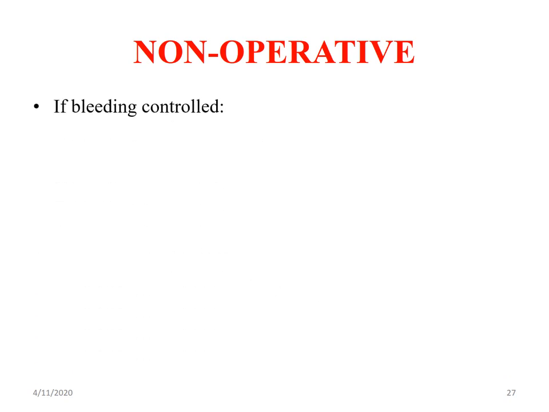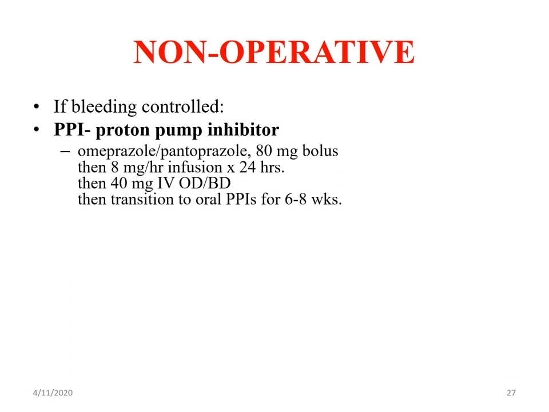Sometimes there is a non-operative measure, for example, proton pump inhibitor. How can we use this proton pump inhibitor? As we said, we can use, for example, omeprazole or pantoprazole, 80 milligram. We give it as a bolus dose. Later on, 8 milligram per hour as infusion for 24 hours. When there is stabilization, we start to decrease the dose to 40 milligram intravenously twice daily. Orally, we can give it, and then we can transfer to the oral proton pump inhibitor for at least 6 to 8 weeks.